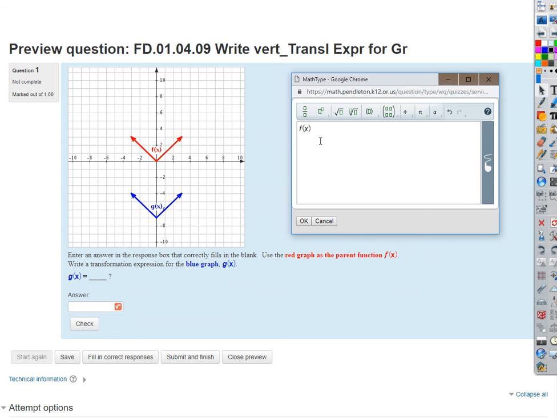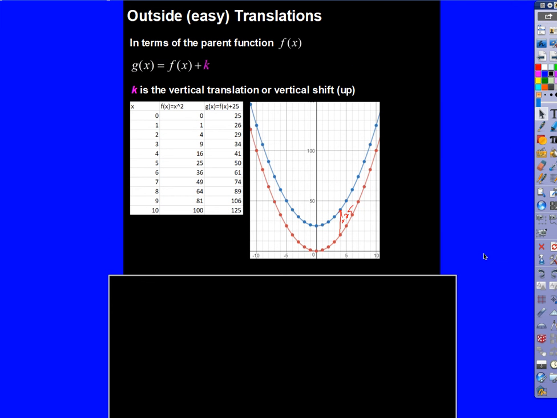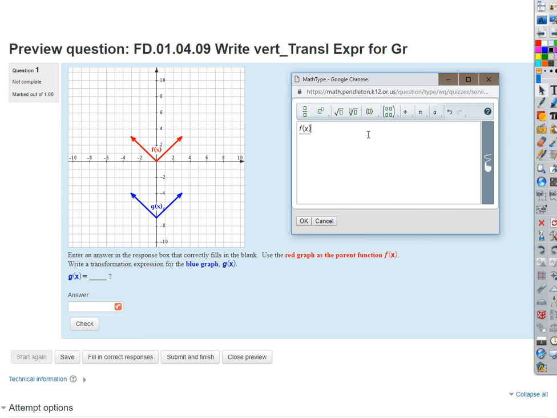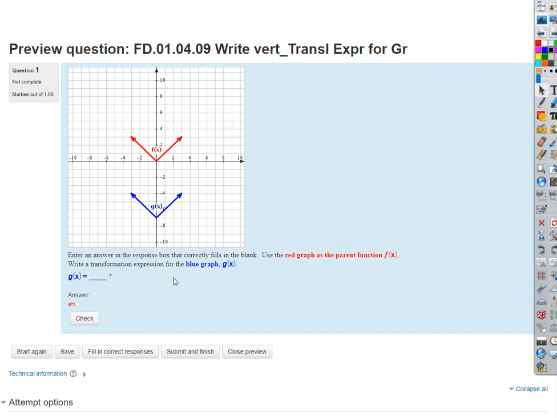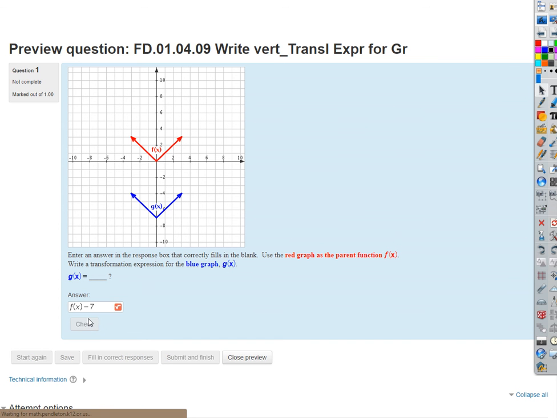What would the value of k have to be if we're going down 7? What did we say? If I want to do a vertical shift, k is the amount of the vertical shift. Well, what is the value of k? Negative 7. So I'm just doing f of x plus negative 7, or f of x minus 7. Okay, make sense?